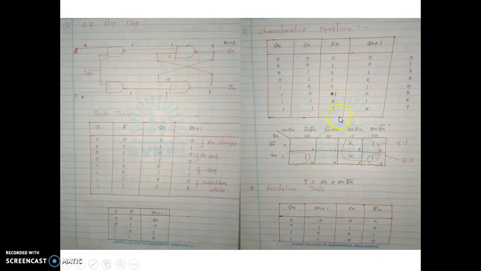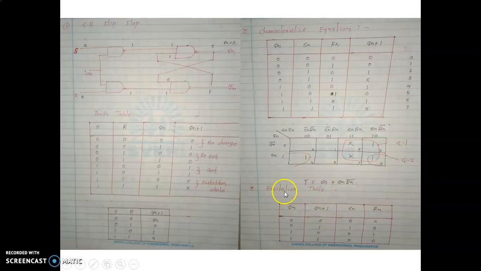K-map. So here we can draw the standard structure of a 3 variable K-map. After this, we have to put the cell numbers. What are the cell numbers? We have to put the numbers and don't care conditions, and we have to form the groups. So here in this K-map, we can form one quad and one pair and write the appropriate equation by using the K-map. So the equation is Sn plus Qn into Rn bar. So it is the characteristic equation.